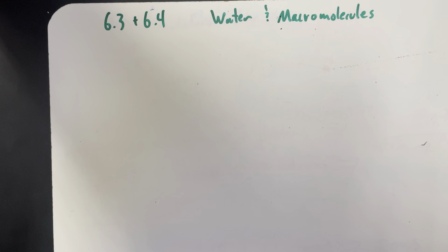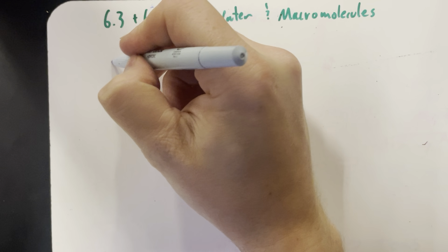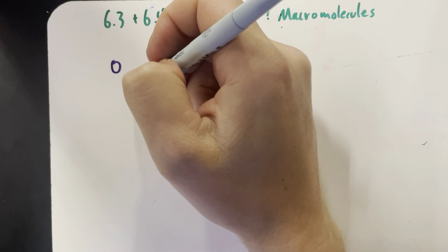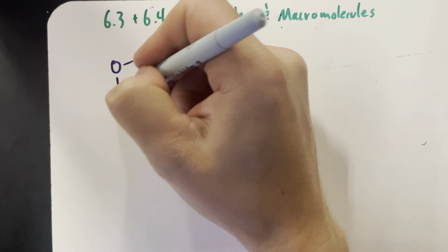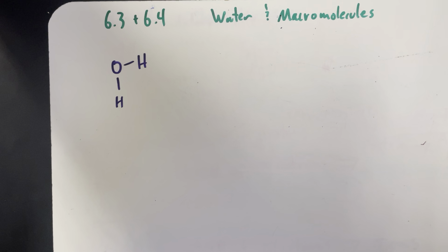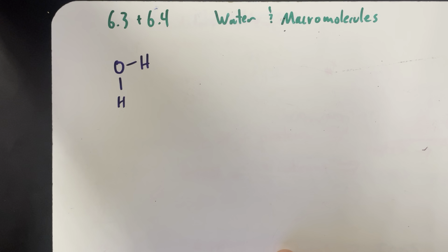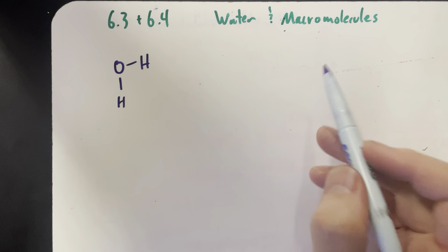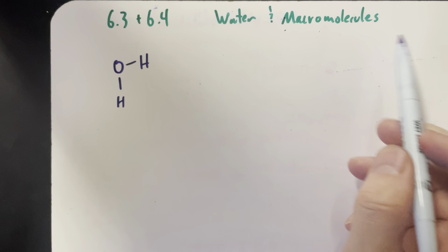All right, so we're going to start with water. Just to review, remember water, what's the formula? H2O. It's an oxygen and two hydrogens. They kind of come off at an angle like that, yeah? Oh, macromolecules. I'll write it again later, but it's MACRO molecules.